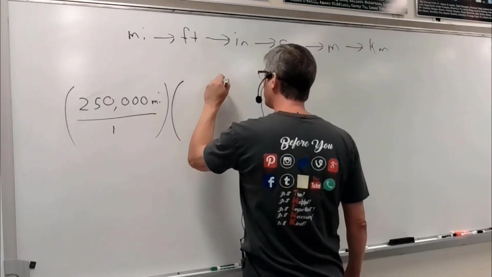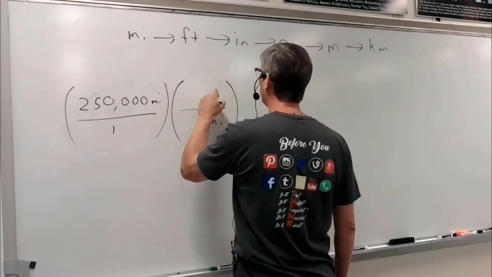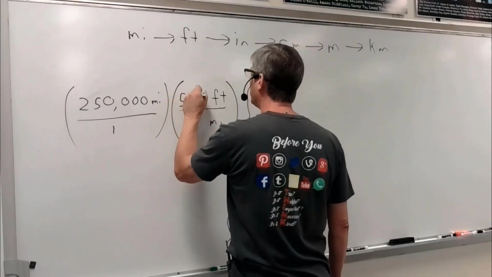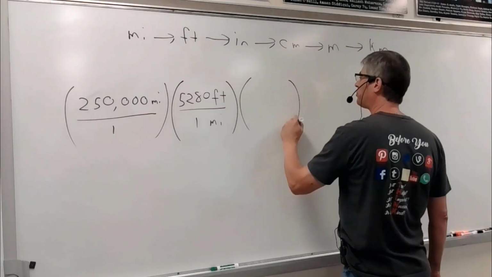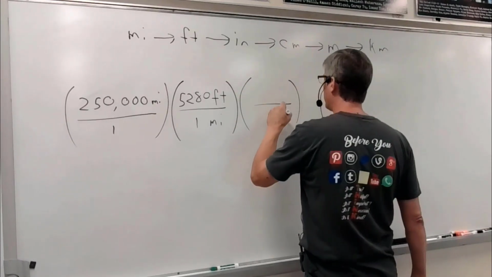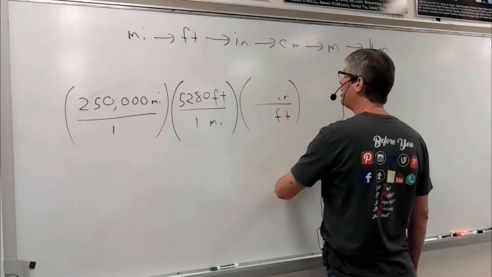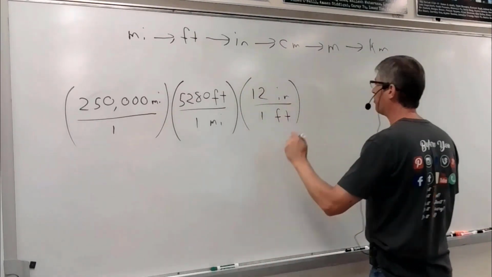Kilometers. The conversion factor between miles and feet, I want miles in the denominator, feet in the numerator. There are 5,280 feet in 1 mile. And then to inches, I want feet in the denominator, so it cancels. Inches in the numerator, there are 12 inches in 1 foot.